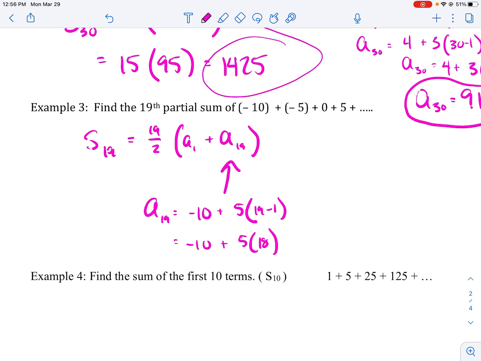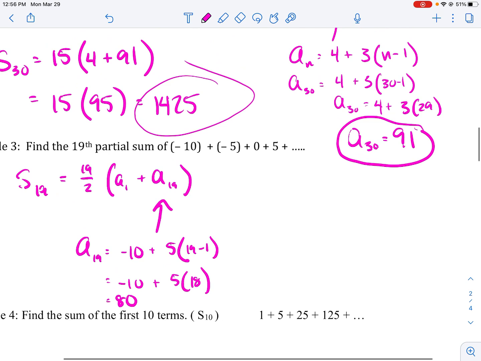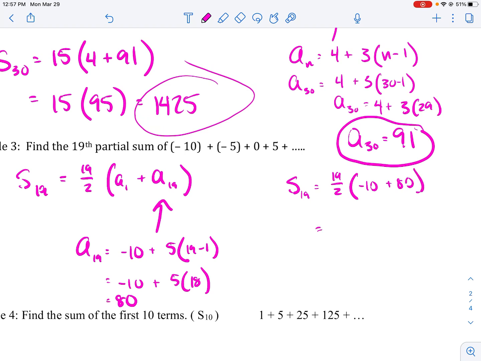We end up getting 80 for our 19th term. Okay? And so now, I'm just going to plug that in. So S of 19 is equal to 19 divided by 2. First term is negative 10. So 19 halves times 70. 665.